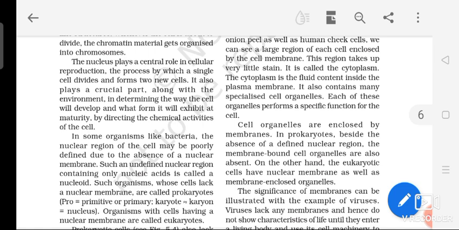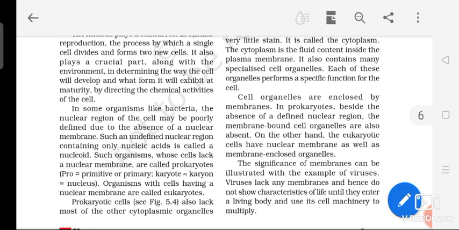The nucleus is the control house of the cell. It controls all the activities. It plays a central role in cellular reproduction. It plays a very important role along with the environment in determining how the cell will develop and what function it will perform during its maturity. Okay, so the environment also plays an important role.